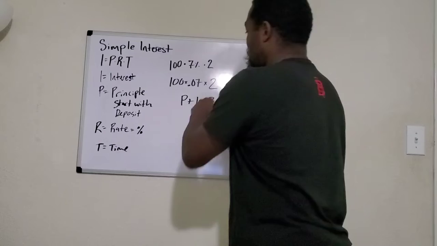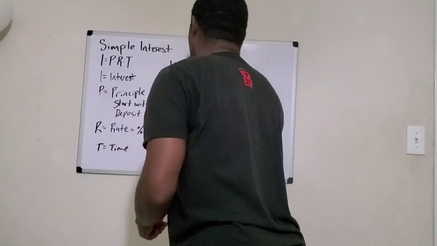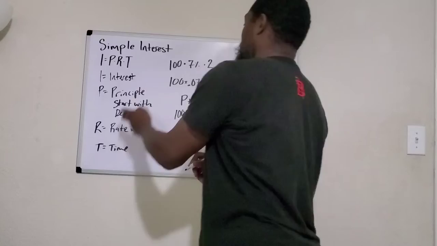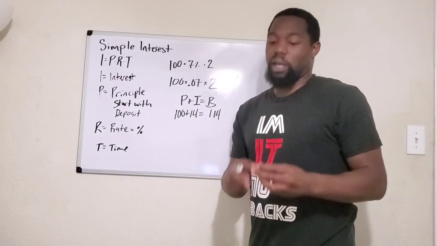And this is an I, not a 1, just so you know. So we're going to take our 100 plus our 14, and our balance after 2 years. If we had this setup going on after 2 years, we'd have $114 in our bank account.